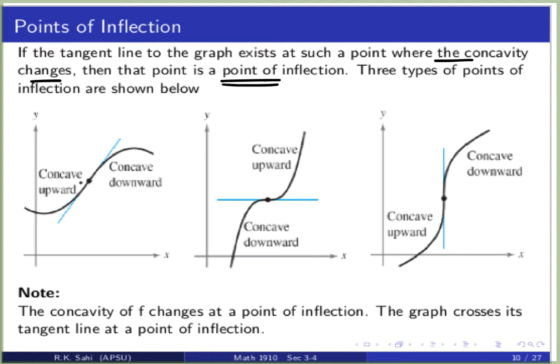So here, nice little curve. This is the tangent line, remember, okay? And here the tangent line is passing through the graph. So concave up, concave down. We can have a graph like this, concave down, concave up. Or you can have a vertical tangent line, concave upwards, concave downwards.